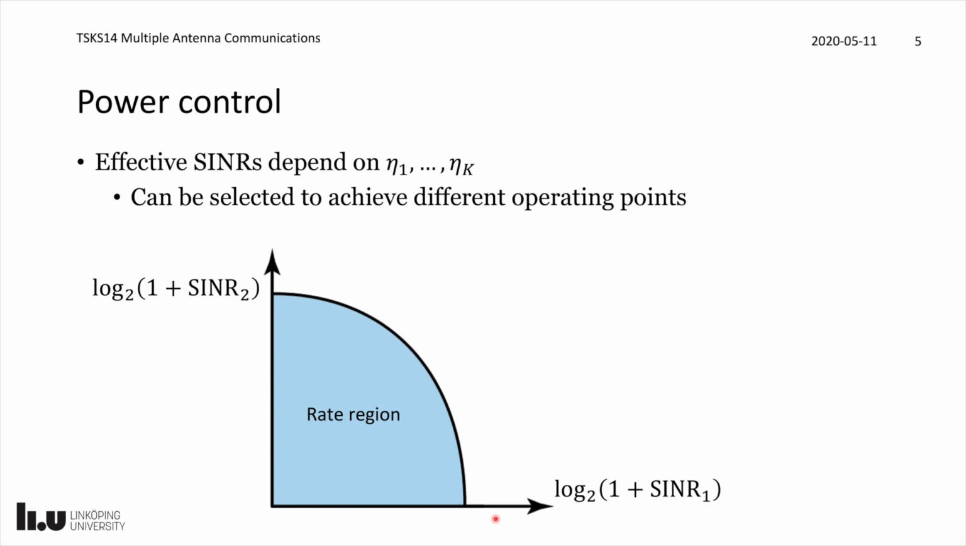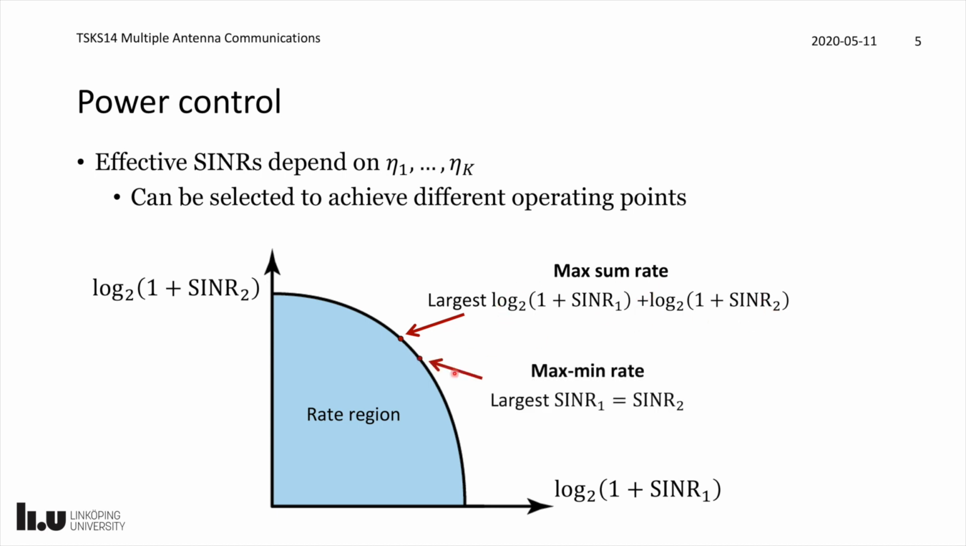One is to have the maximum sum rate. So this is this point in our case where we have the largest sum of the rate of user 1 and the rate of user 2. Another option is to give the two users the same value: SINR 1 is equal to SINR 2, or we can also say that log2(1 + SINR) is equal to log2(1 + SINR) for the other user. These are of course the same thing because the logarithm and the 1 do not change the fact that we need the two SINRs to be exactly the same.